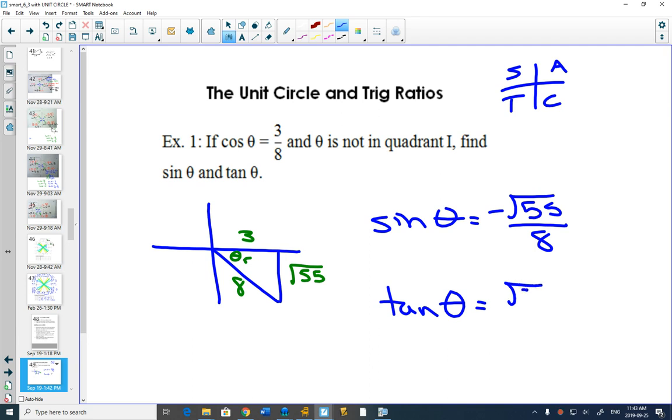Opposite over adjacent, and negative as well.